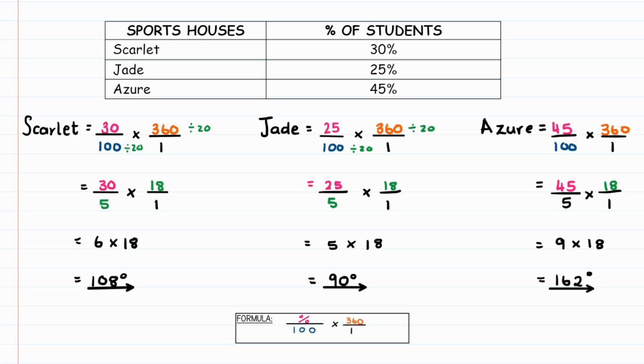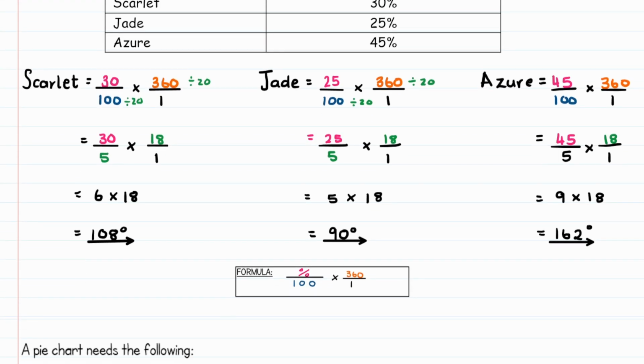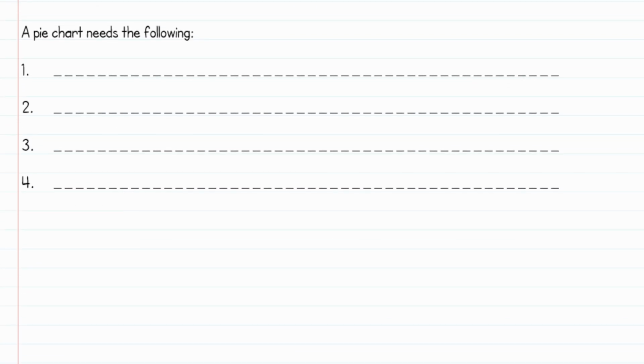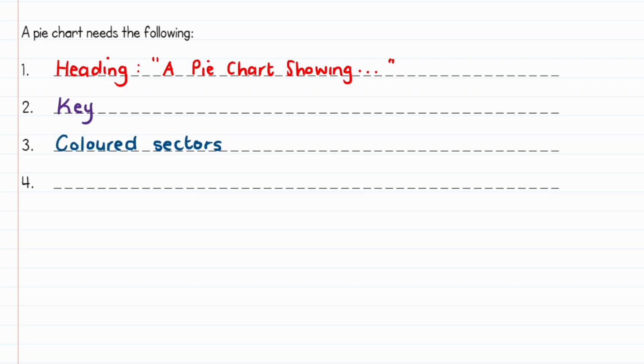And now that we know our angles, we can start constructing our pie charts. Before we start though, there are some key points we need to include in our charts. The first thing we need is a heading, and we usually begin this heading by saying a pie chart showing. The second thing we need is a key, followed by colored sectors.